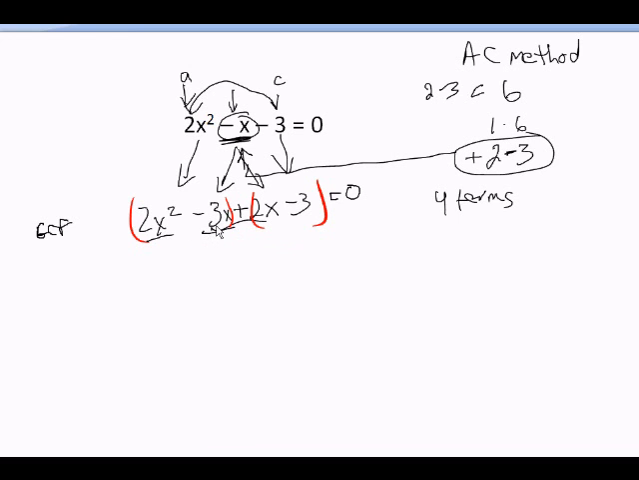Out of this first group, the only thing that divides into both is x. If I divide each by x, I'm left with 2x squared divided by x, where one x cancels and I'm left with 2x, and here the x's cancel and I'm left with minus 3. In the second group, 2x minus 3, the only thing that can be factored out is a positive 1, plus 1. If I divide each of these by a plus 1, I get 2x minus 3.